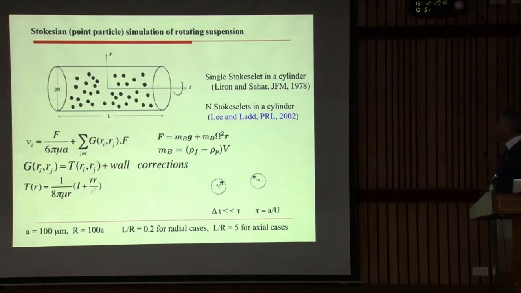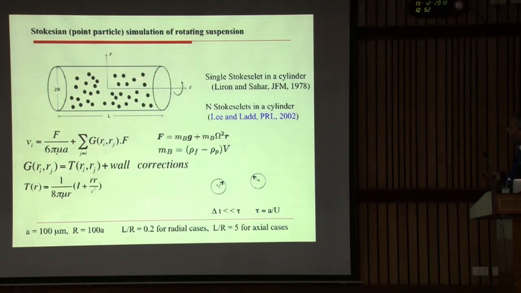We also looked at this through point particle simulation. If you have many particles in a cylinder and you consider them to be point particles, you can relate the velocity of any particle to the hydrodynamic force on itself, the drag force, and then these are the non-self terms because of the interaction with all other particles. So this G is basically the Green's function for the particular geometry, in this case the cylindrical geometry.